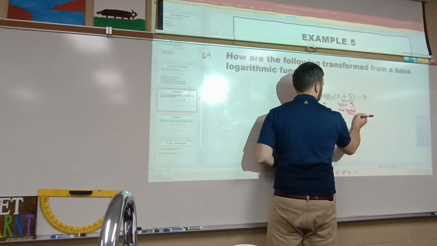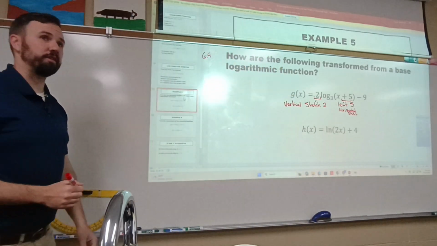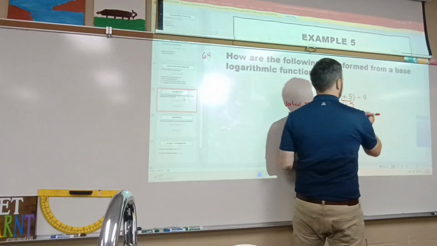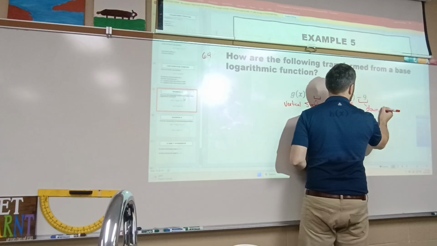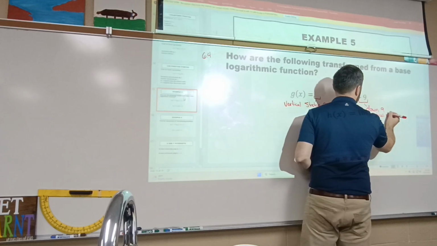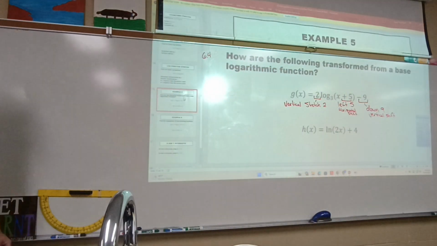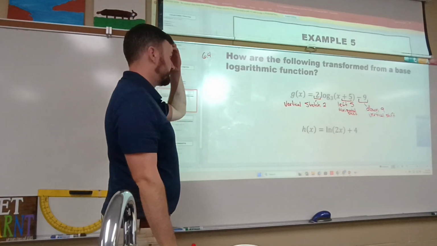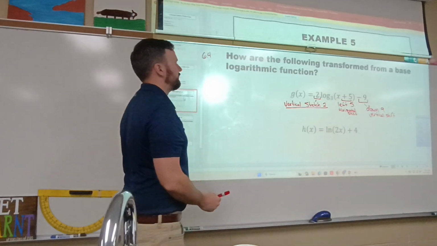Shift of left 5. And the minus 9 is going to move it down 9. It's a vertical shift. I think a lot of you guys could have probably figured that one out without the lesson, but that's okay. We're adding this, so we need to know if it's a stretch or a shrink on the outside.